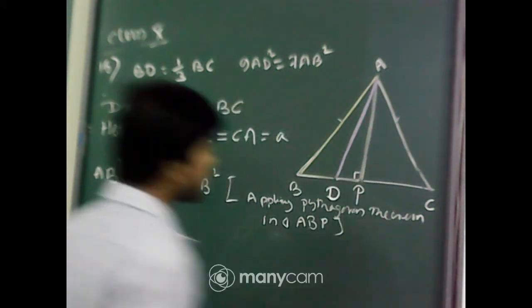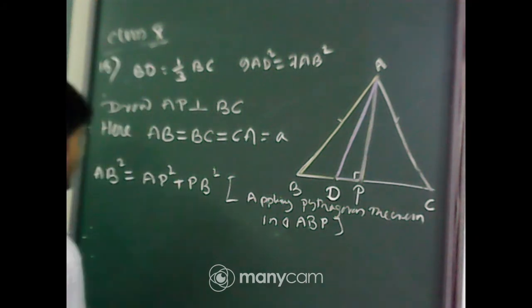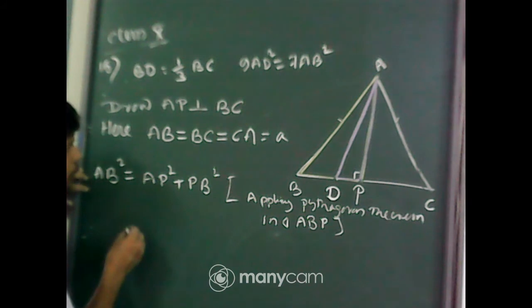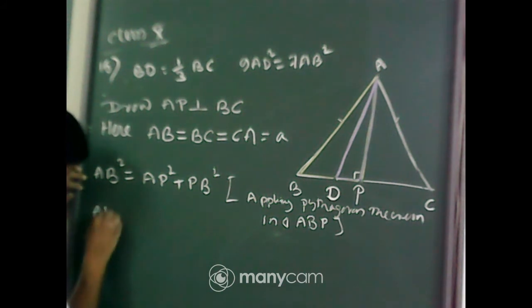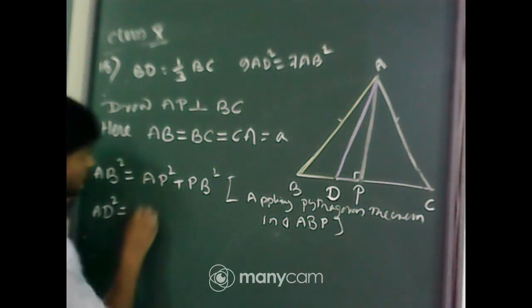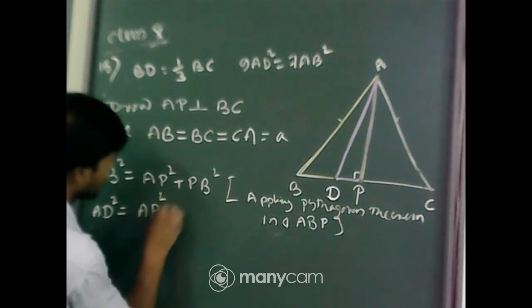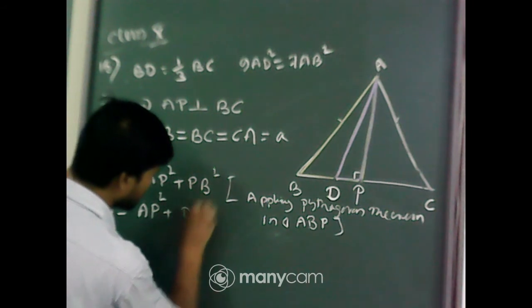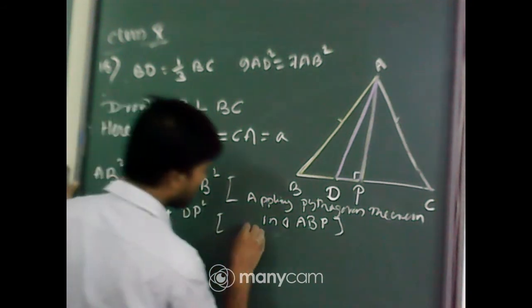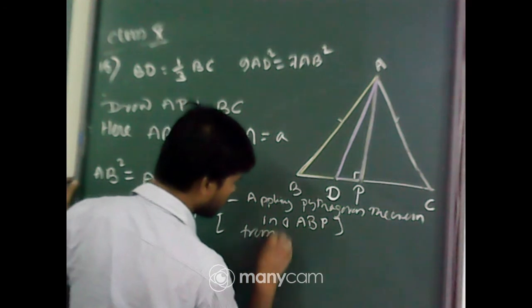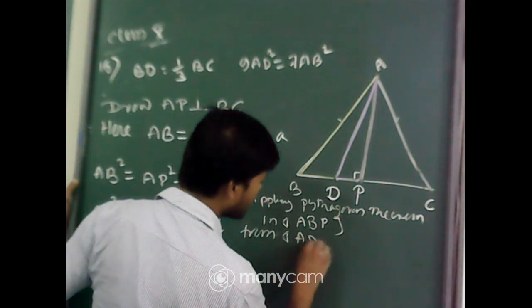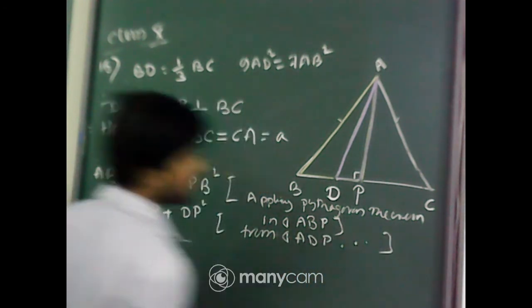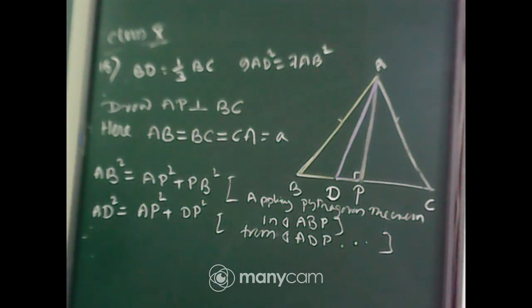Again apply the Pythagoras theorem. In the triangle APD, its hypotenuse is AD. So AD square will be equal to perpendicular AP square plus base DP square, from triangle ADP, applying the Pythagoras theorem. Now tell me, up to this portion you have understood?